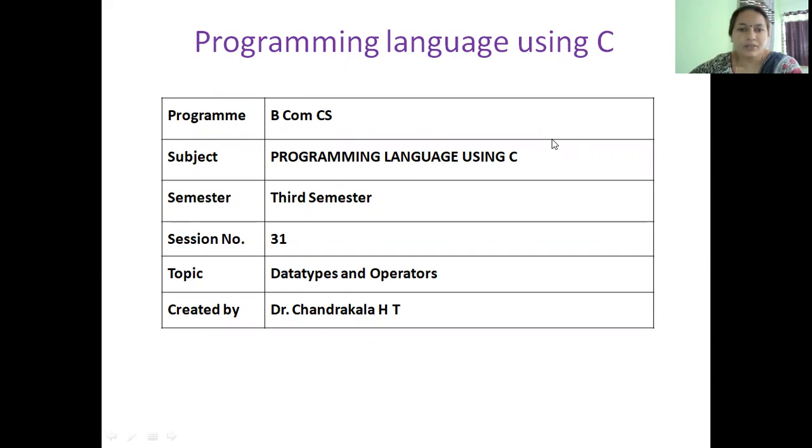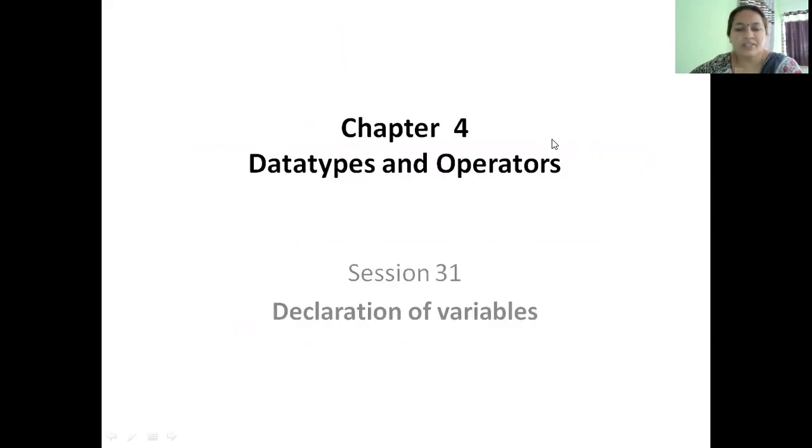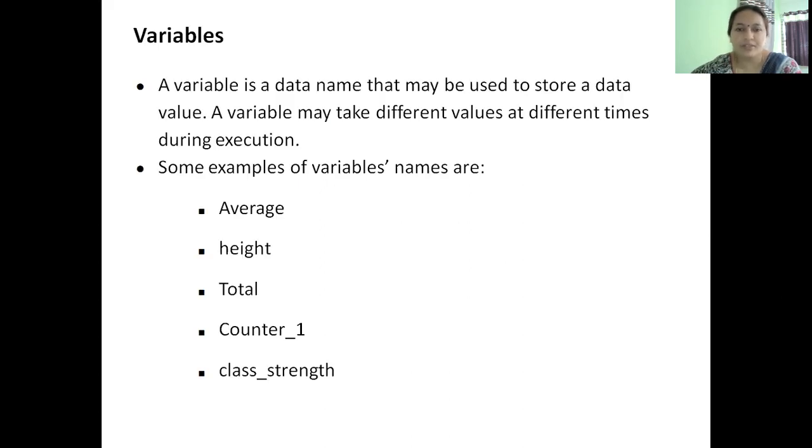In this video, under the chapter Data Types and Operators, I'll be teaching you how to declare variables and how to assign values to variables in C language. So a variable is nothing but a data name given to some storage location in the memory. Whenever we make use of data values in the programs, we represent those data values using variables.